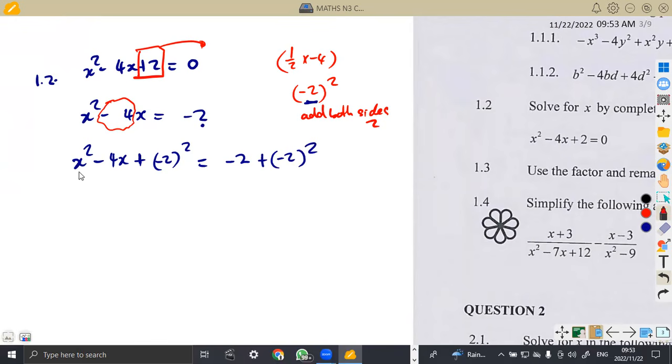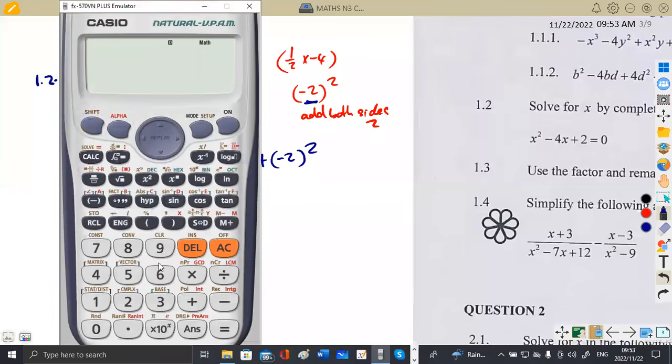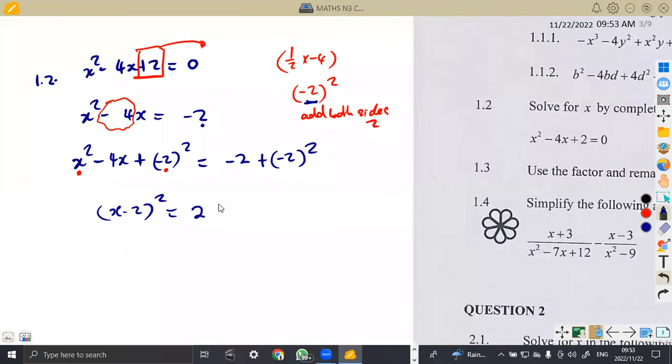Then from the left-hand side, we can factorize, taking x and -2. We are going to have (x minus 2) squared, which is equivalent to this one. We can just apply our calculator. -2 plus (-2) squared, that's a 2 there. Okay, so we're going to obtain a 2. So this side is going to be 2.